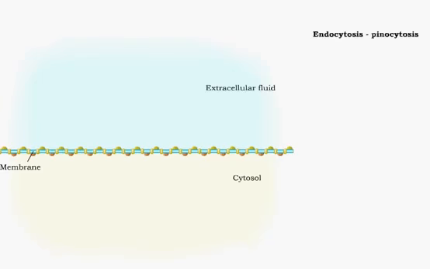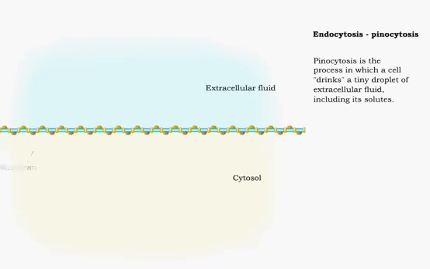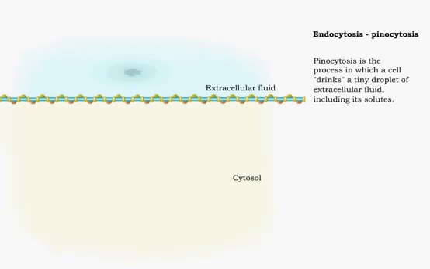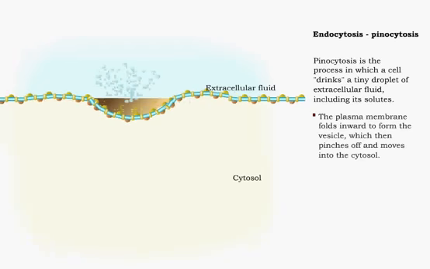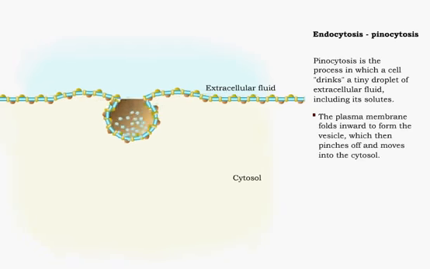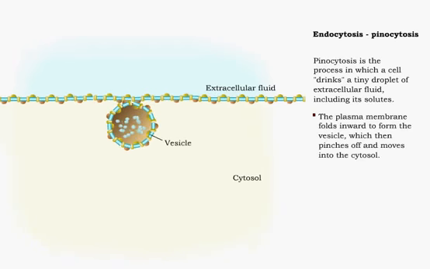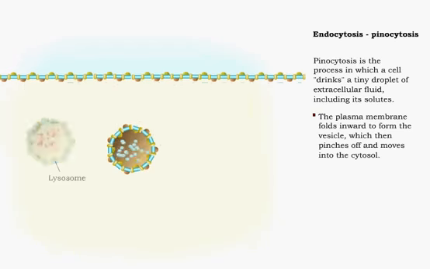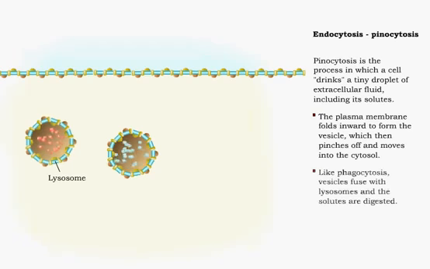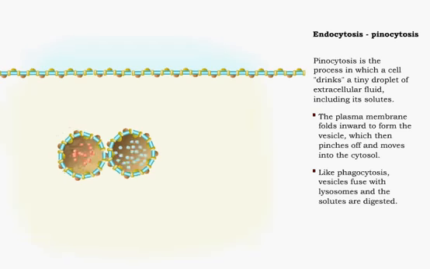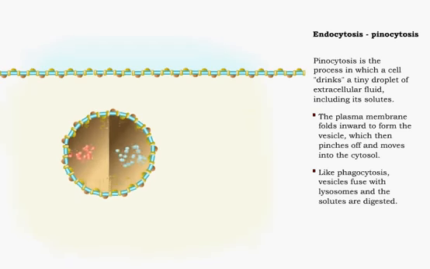Pinocytosis is the process in which a cell drinks a tiny droplet of extracellular fluid, including solutes. The plasma membrane folds inward to form the vesicle, which then pinches off and moves into the cytosol. Like phagocytosis, vesicles fuse with lysosomes, and the solutes are digested.